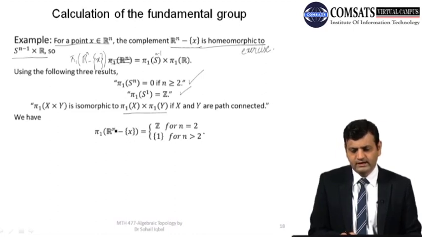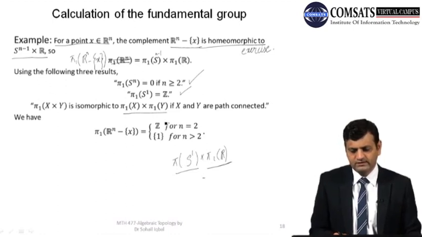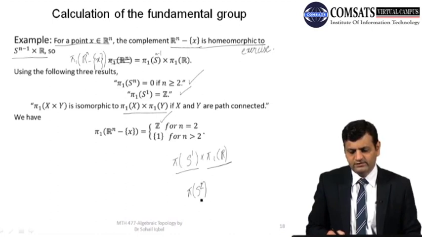In case n is equal to 2, we have pi 1 of S1 cross pi 1 of R. Pi 1 of S1 is Z, and pi 1 of R once again is trivial, so we have Z. And similarly, when n is greater than 2, we have pi 1 of S2 or higher, and these are trivial, and also pi 1 of R is trivial. So basically it's trivial whenever n is greater than 2.